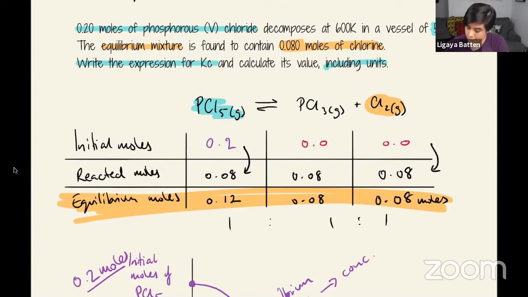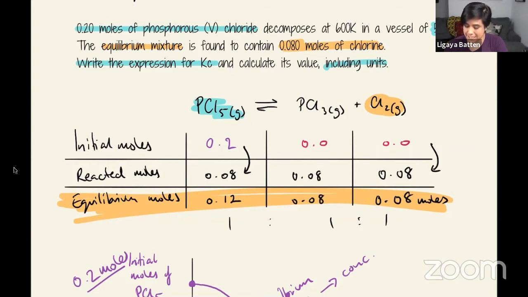Okay, so we've been given the number of moles of phosphorus chloride. We've been told it's at 600 K. It's in a vessel that contains 5 decimeters cubed. So this is to help us to work out the concentration at the end. We've got a volume here. The equilibrium mixture is found to contain 0.08 moles of chlorine. That's our Cl2. So that's how much of the product has been made. Write the expression for Kc and calculate its value, including its units.